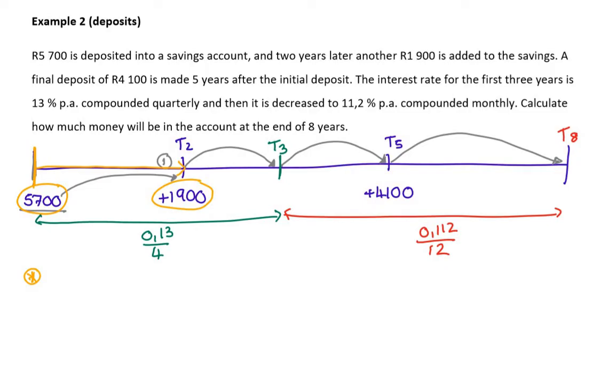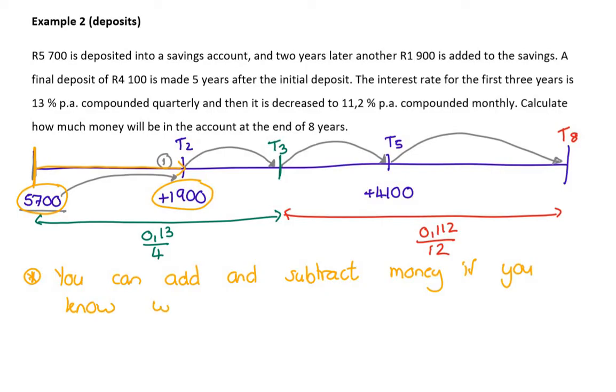So you can never add 5,700 and 1,900 Rand together, because those amounts aren't at the same place in the timeline. So the most important thing I'll ever say in financial maths is you can only add and subtract money when you know what it's worth at the same time. Now this is true in financial maths, in life. You can only add and subtract money if you know what it is worth at the same time. So never, ever, ever add various amounts together unless you know what it's worth at the same time.